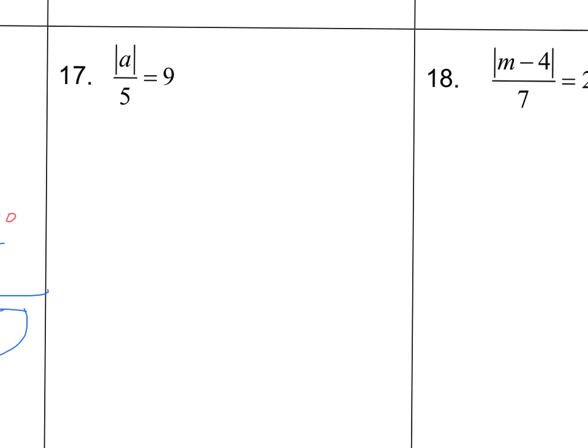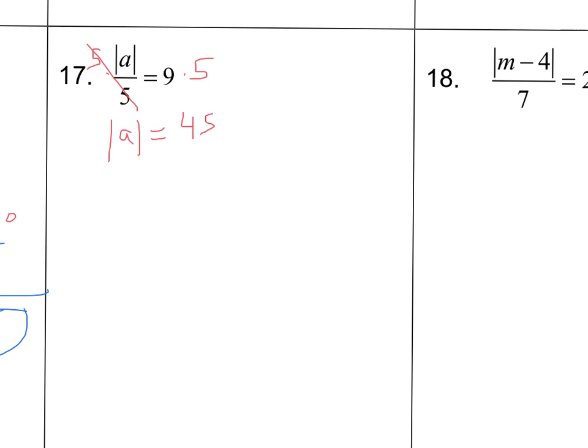Alright, now here's one we haven't seen a lot of. We have absolute value of a divided by 5. Well, again, we've got to isolate that absolute value sign, so we don't have any addition or subtraction to undo, so we can skip that step. But we need to undo multiplication or division. And right here we are dividing by 5. So to undo division, we have to do the opposite, which is to multiply. So we're going to multiply by the denominator, whatever that is. The 5's will cancel out. That leaves me with the absolute value of a equals 9 times 5, which is 45.